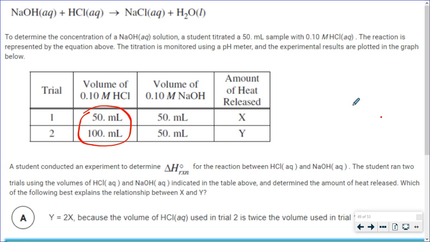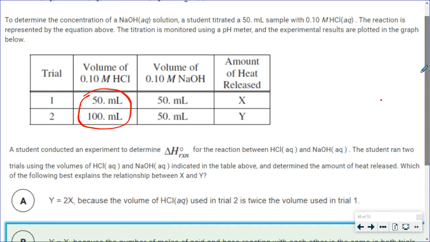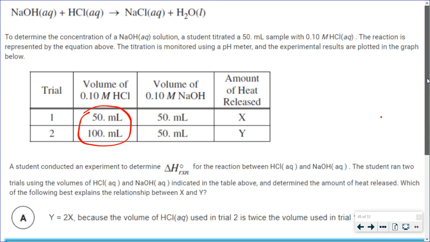and it's doubled. And many of you would probably jump right to this conclusion that if you double the amount of reactant, you're going to double the amount of heat. That's true if this amount of reactant can react. Now, if we go back to our equation up here, we need 1 mole of each of these to react. It's a 1-to-1 mole ratio. So for trial 1, it's the perfect amount for both of them to get consumed because they have the same concentrations. But for trial 2, when I double the HCl, it doesn't actually change the amount that reacts.